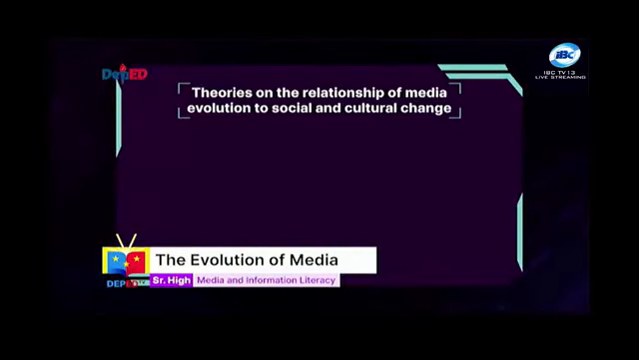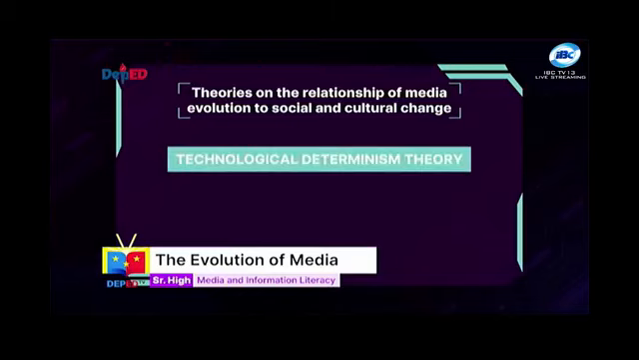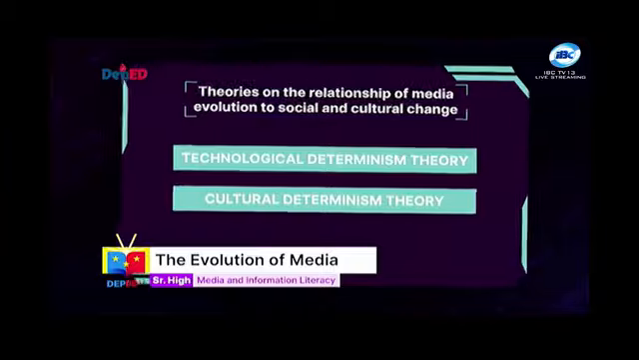2 theories can explain the relationship of media evolution to social and cultural change. First is through Marshall McLuhan's technological determinism theory. Second is through the cultural determinism theory.